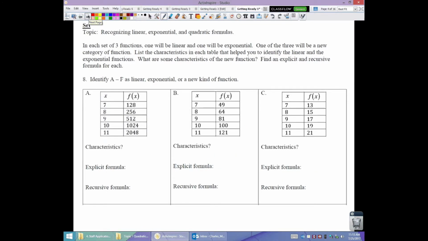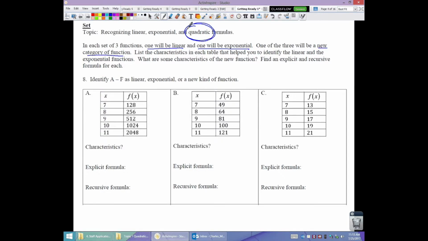All right, so we're going to look at sets of 3 functions. In each one of those sets, one will be linear, one will be exponential. We should be really, really familiar with picking those out. The third one, whatever one remains, is some new kind of function. Well, it's going to be quadratic. Okay, so here's the word written since it's new to you. That third one, the one you don't recognize, the one that's neither linear nor exponential, will be a quadratic function.